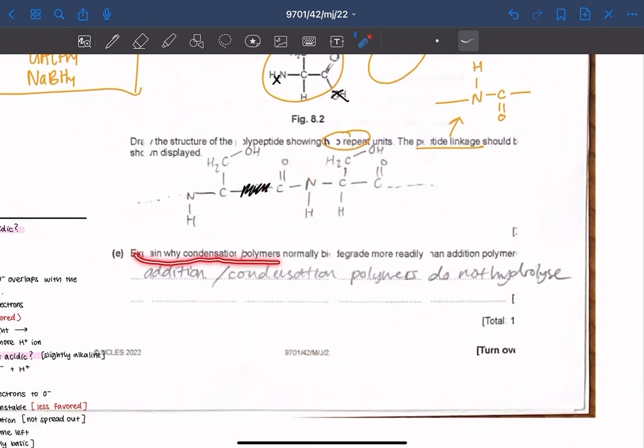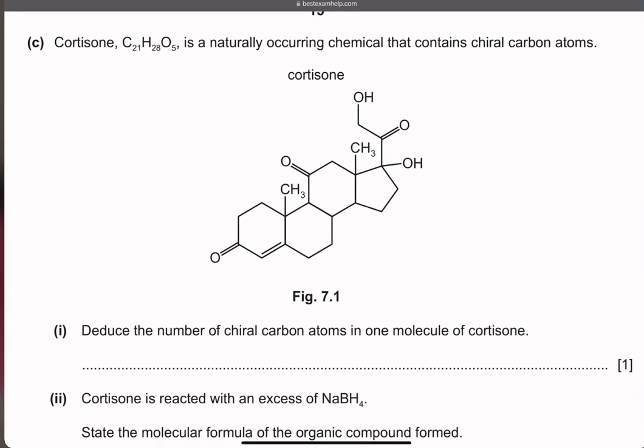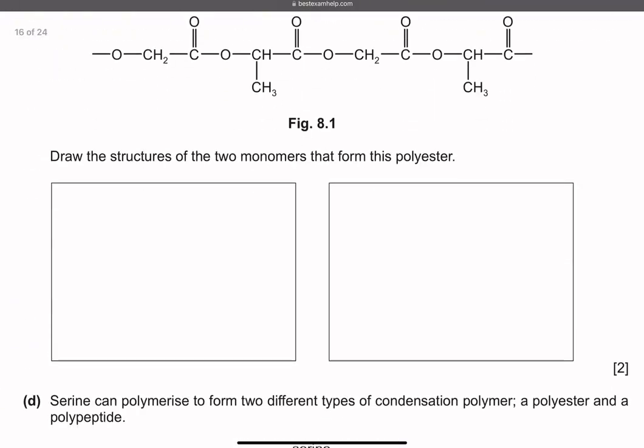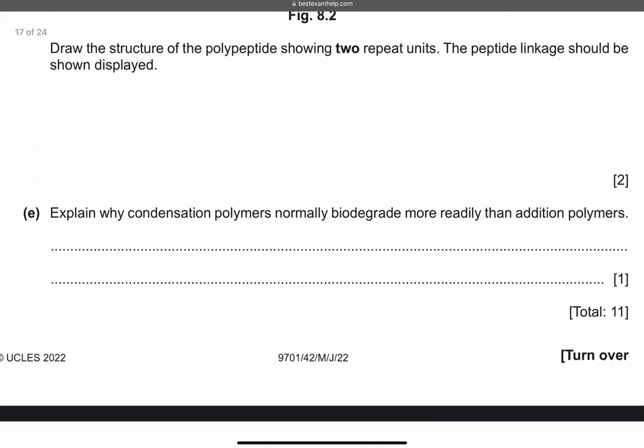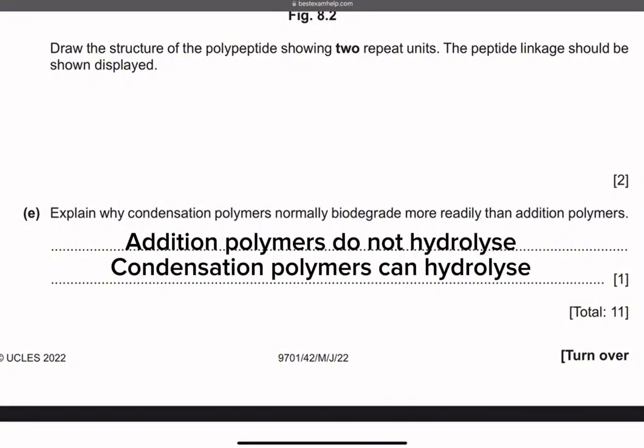Explain why condensation polymers normally biodegrade more readily than addition polymers. Let me see the proper question, what it states. Explain why condensation polymers normally biodegrade more readily than addition polymers. So it was my mistake that I have written it wrong. The actual answer is because addition polymers do not hydrolyze. Meanwhile, condensation polymers can hydrolyze, which is why condensation polymers can biodegrade more readily than addition polymers.